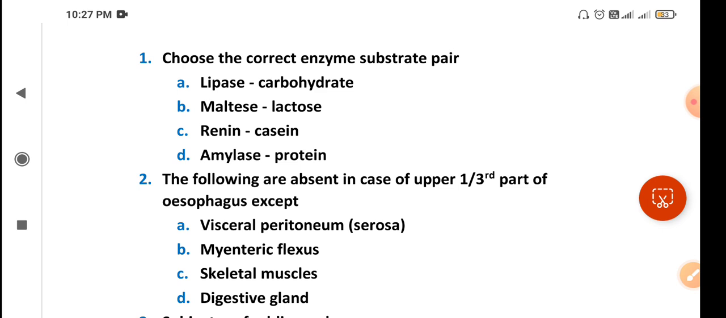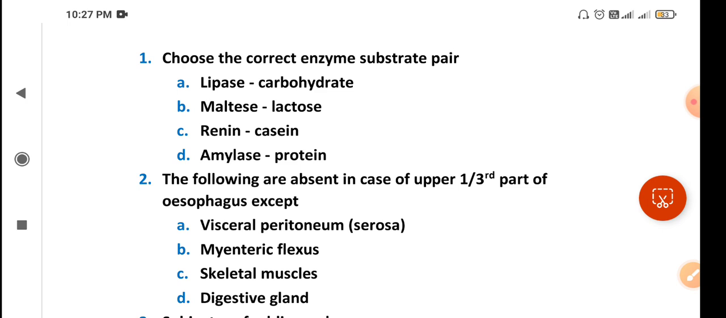Now the C option, rennin and casein. Yes, this is the correct option. Rennin is the enzyme secreted in the gastric juice of infants or very young children, and casein is the protein present in milk. So this is the correct option.